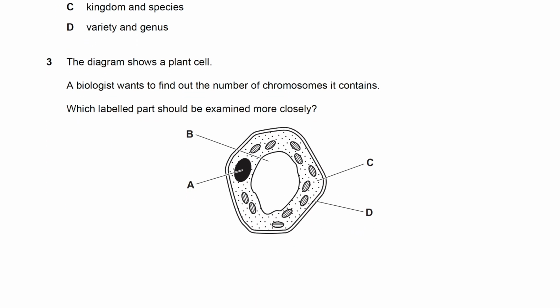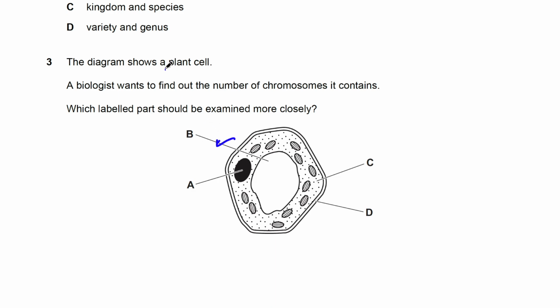Here you go. The diagram shows a plant cell. A biologist wants to find out the number of chromosomes it contains. Which labeled part should be examined more closely? Without thinking, we all the time think chromosome home is what? The nucleus. Okay, and he mentioned one piece of information to help you. Some students will think, okay, it's the big organelle and in the center maybe of the cell. So maybe they make a mistake and look for B, which is wrong.